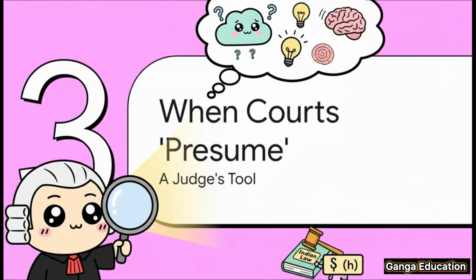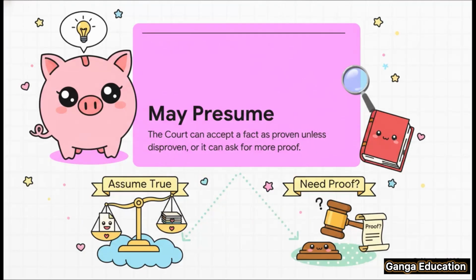Okay, so we have our big questions, our facts in issue. But how does a court figure out the answers, especially for something you can't see, like someone's intention? Well, the law gives the court a really interesting tool to work with. We find this in Section H, and it's called the power of presumption. This is what's called may presume. And it's basically a kind of legal shortcut. The judge has a choice here. They can look at the situation and say, you know what, I'm going to assume this is true unless someone can prove to me that it's not.